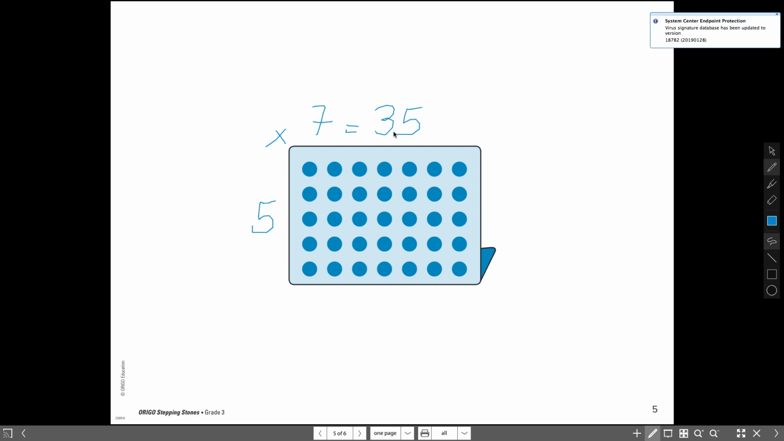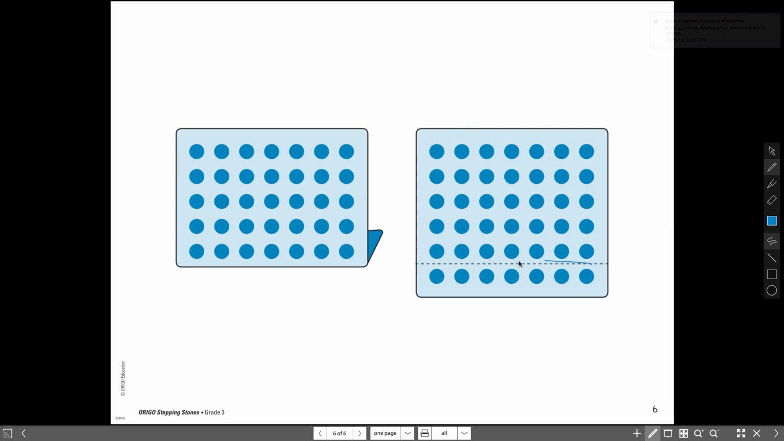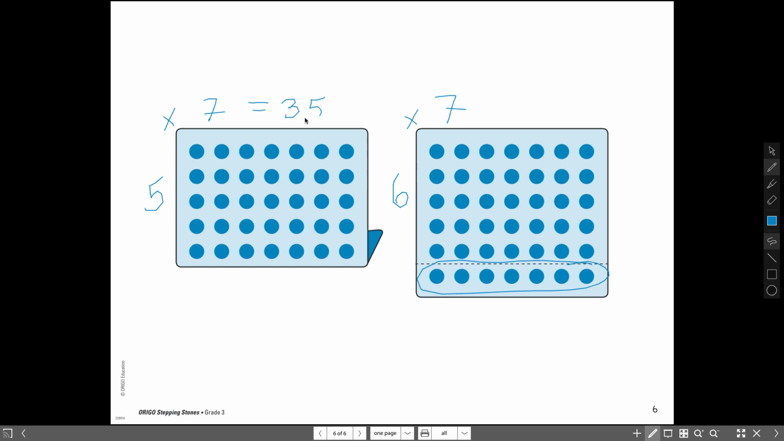I'm going to look up. Probably we should know this. Okay, so I added a row of how many? If this was 5 times 7, now how many rows do I have? 6. 6 rows of how many? 7. So Josiah, how many dots did I add? I added 7 dots. So if 5 times 7 was 35, what's 6 times 7? Gabriel? 42.